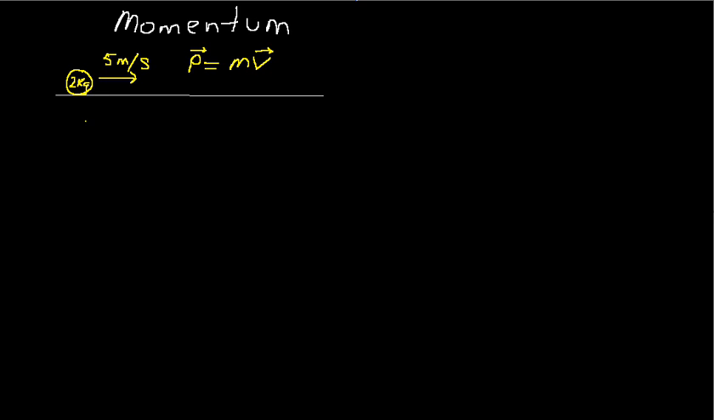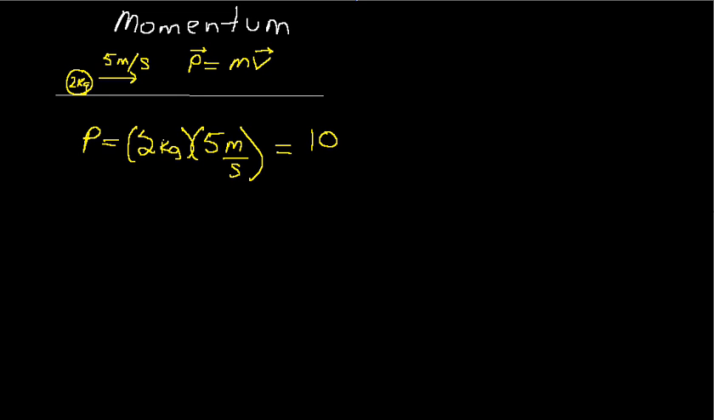So let's see if we can find the momentum of this particular object. The momentum would be equal to the mass, which is 2 kilograms. Now we're going to multiply the mass times the velocity. The velocity here we said was 5 meters per second. And when we do that, what we come up with is the number 10.